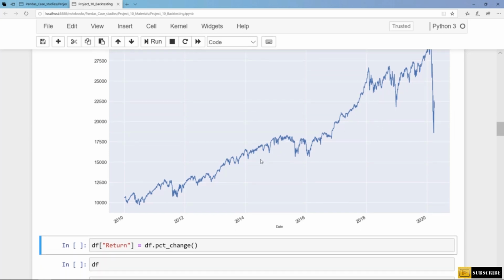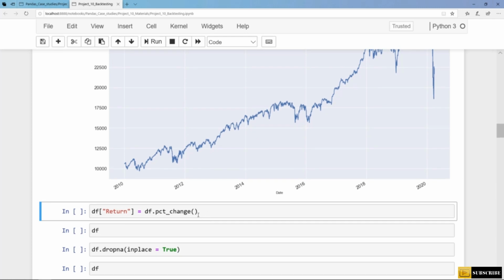And next we can also calculate daily returns. In finance, typically it's more meaningful to work with returns rather than absolute prices. So returns are the relative changes or percentage changes in prices. And we can simply calculate them with the pct_change method. And by doing so, we create the new column return.